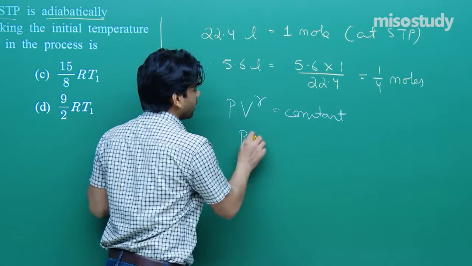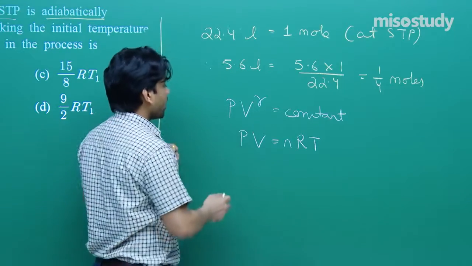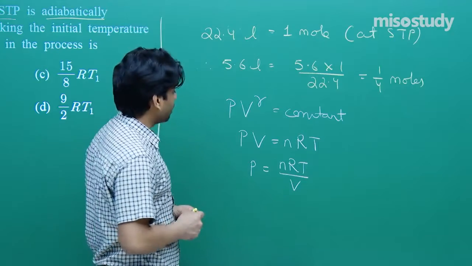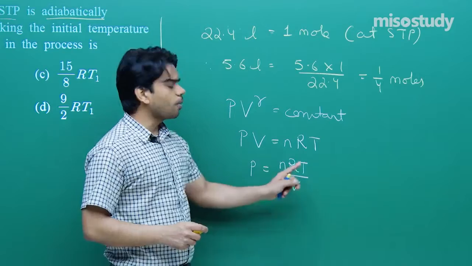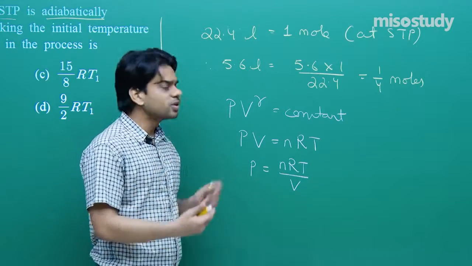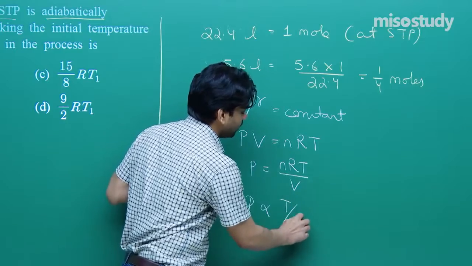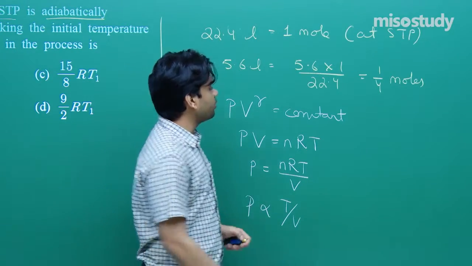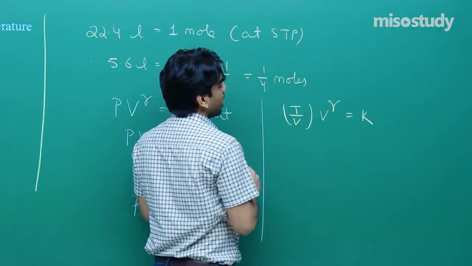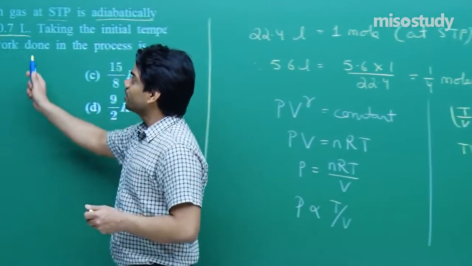We all know that PV equals nRT, and suppose you want to write the same adiabatic equation in terms of temperature and volume, you can convert it by using pressure as nRT by V. Here n is constant, R is constant, so pressure will be proportional to T by V. Putting pressure proportional to T by V, you obtain T by V times V to the power gamma is equal to constant K, and finally it comes out to be TV to the power gamma minus 1 is equal to constant K.